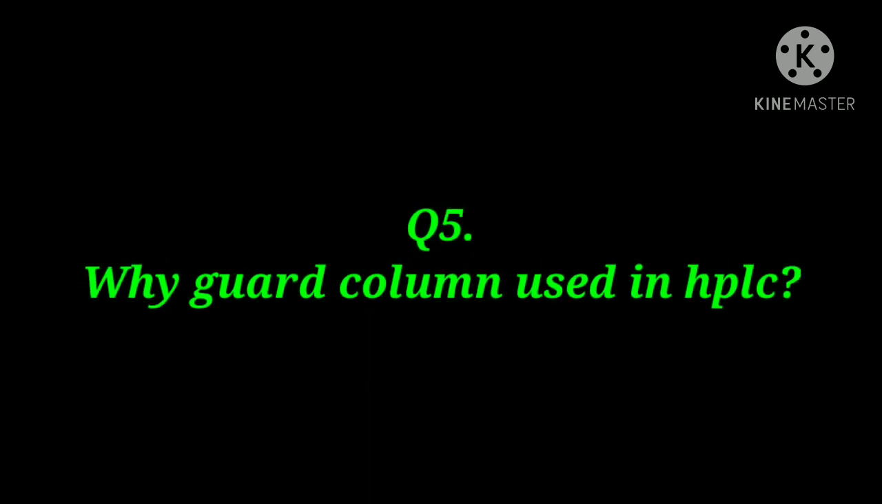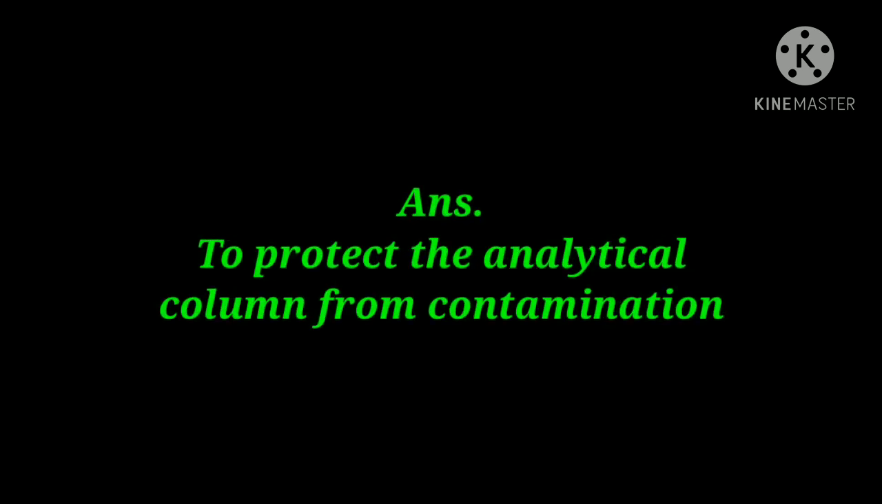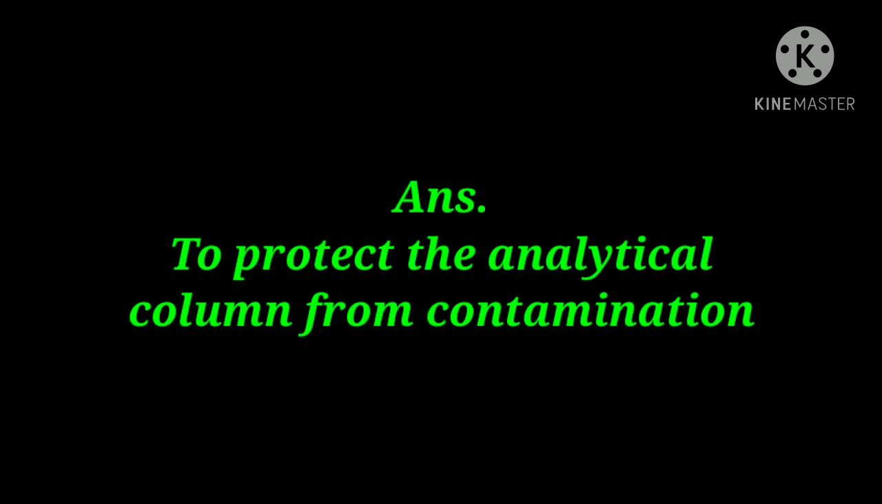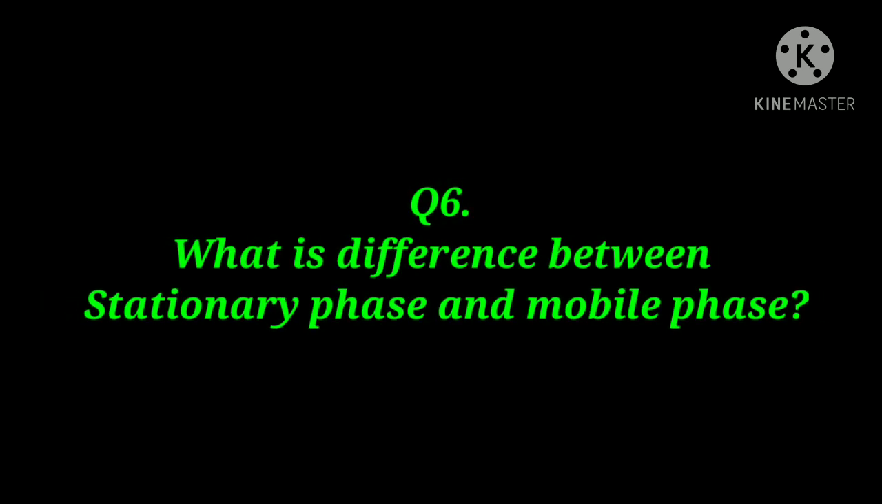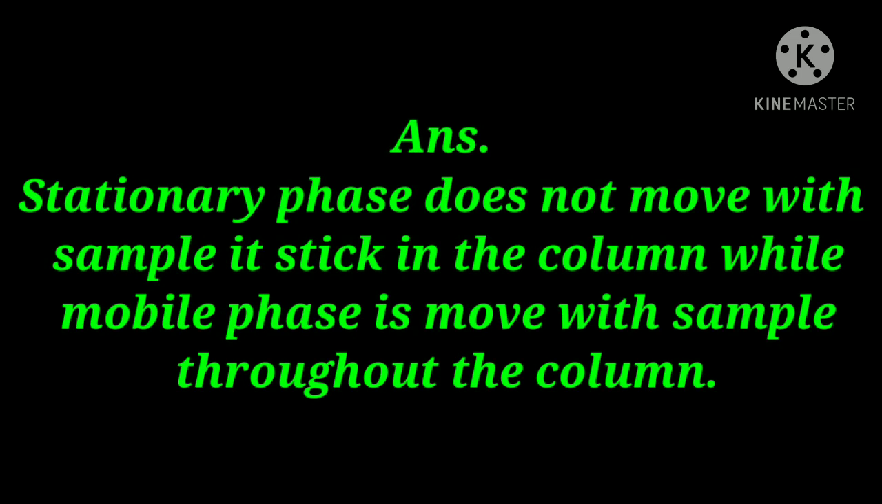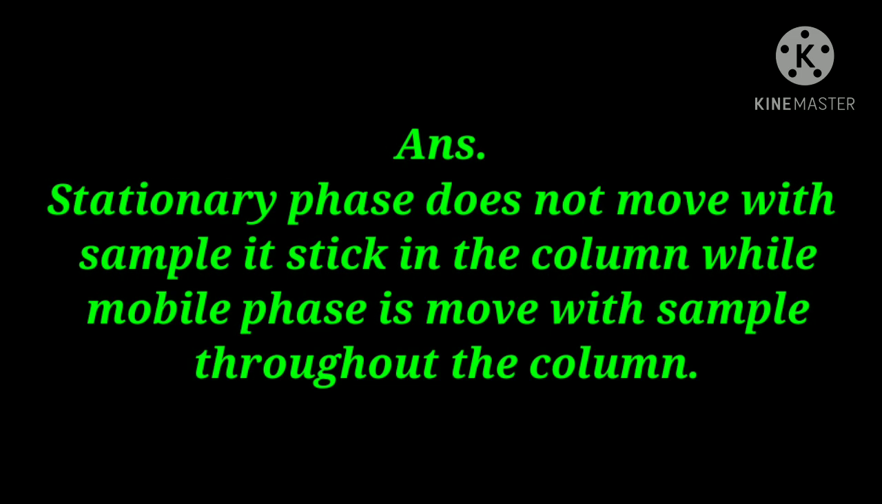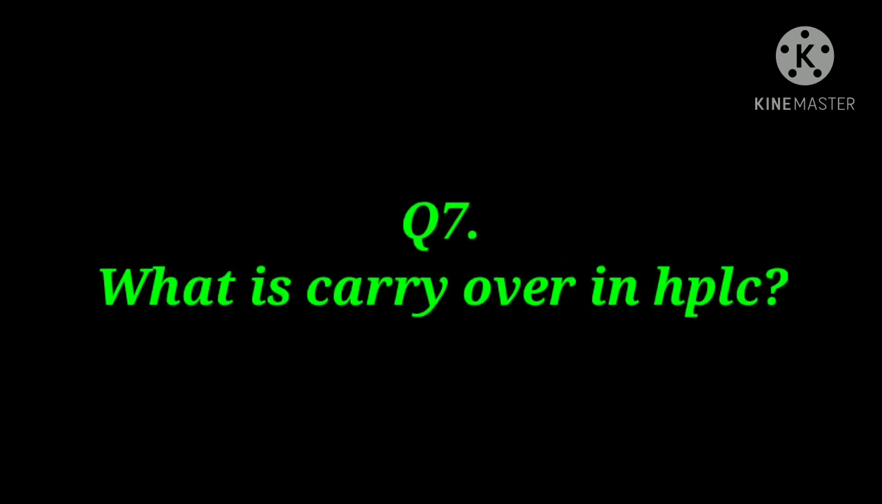Why is a guard column used in HPLC? The answer is to protect the analytical column from contamination. What is the difference between stationary phase and mobile phase? So answer is, stationary phase does not move with the sample, it sticks in the column, while mobile phase moves with the sample throughout the column. So this is the difference.